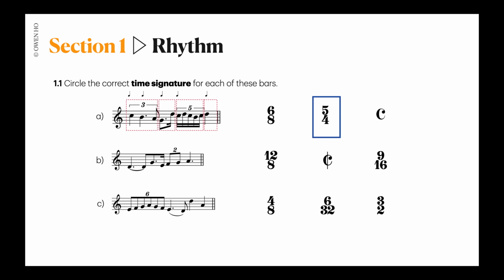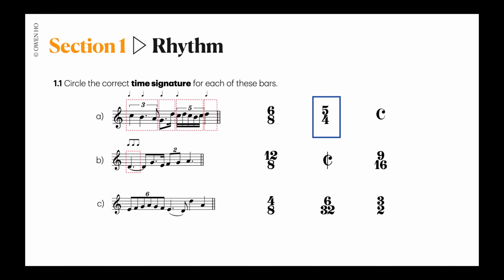Having finished question A, you'll probably have noticed that I tend to group notes together to make my counting a bit easier. The same goes for question B, in which I'll start with the first obvious group. In this case, the dotted crotchets. A dotted crotchet is equal to 3 quavers.